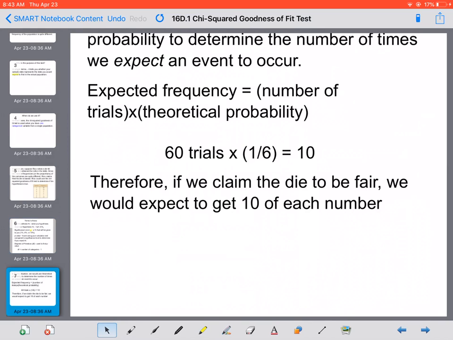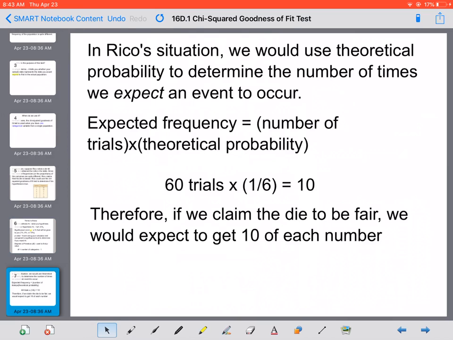Okay, so if we go back to Rico's example, our expected frequency is always going to be the number of trials we have times the theoretical probability. He did 60 trials, and when we roll a die, we have the numbers 1 through 6. So theoretically, we would say that we have a 1/6 chance to get any of those numbers. And so 60 trials times 1/6 is 10. So we would expect to get 10 of each number if we're going to claim that the die is fair.